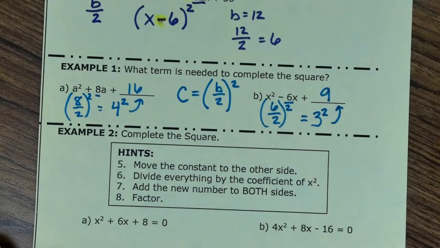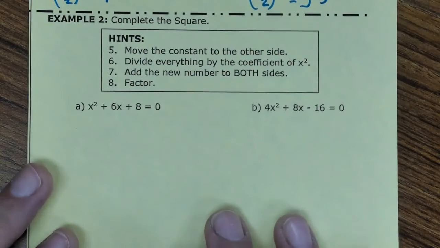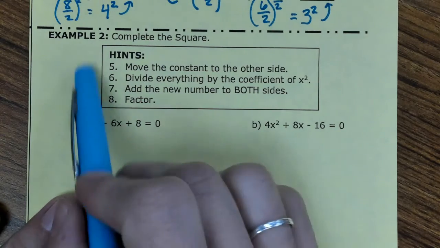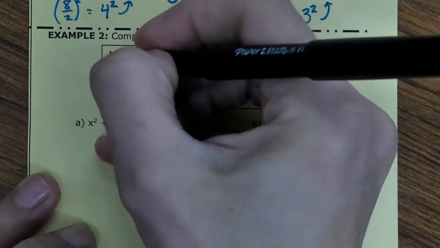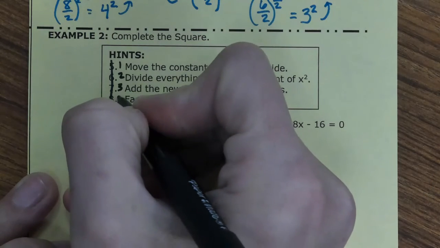Now we're going to talk about completing the square. It's going to take multiple steps here. I know it says 5, 6, 7, 8. I'm not sure exactly. Some of them say 1, 2, 3, 4. You can change that if you'd like to.